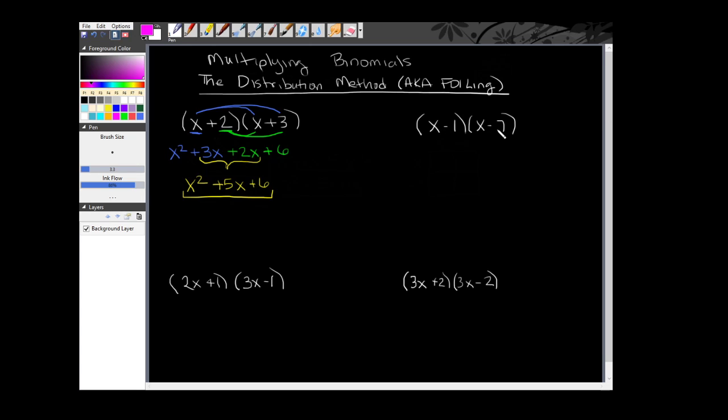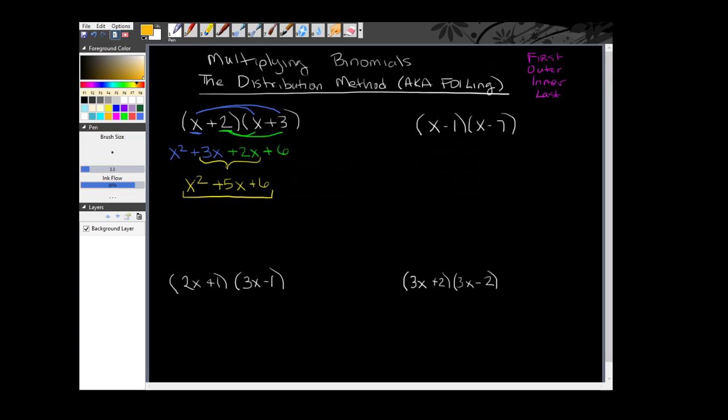Here we are with our second example. I'm going to describe it now with the idea of foiling. So what foiling stands for is first, outer, inner, last. So what it does is it explains to you the order of steps that we need to multiply with.